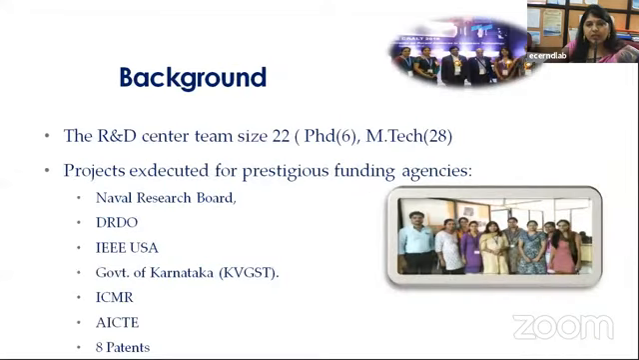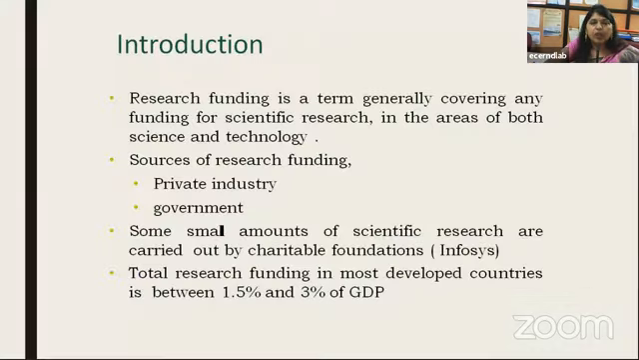And till now I have produced 6 PhDs. These are the funding agencies: NRB, DRDO, IEEE, VGST second time again, ICMR Delhi, and AICTE. Two are ongoing. And now I have written for the Indo-Malaysian project, Indo-Asian. So that will come. Now, for today's actual talk, I will talk about how to get research funding.